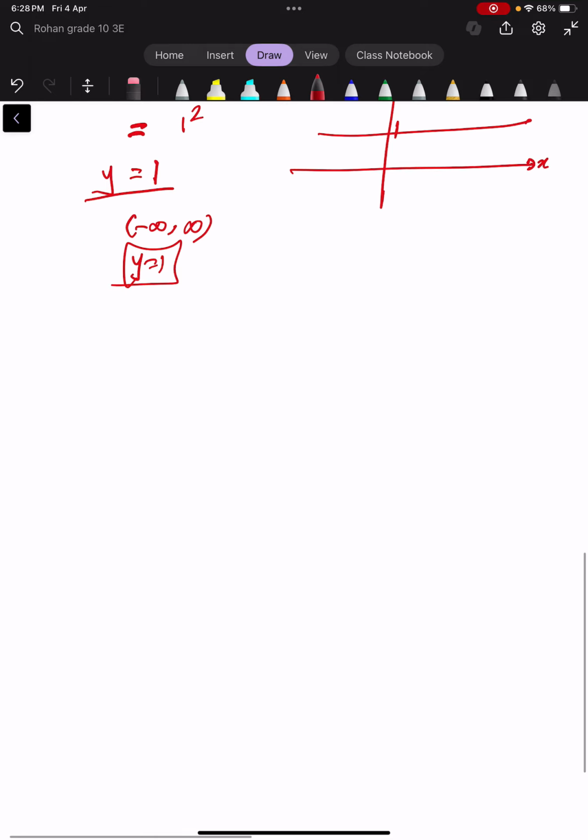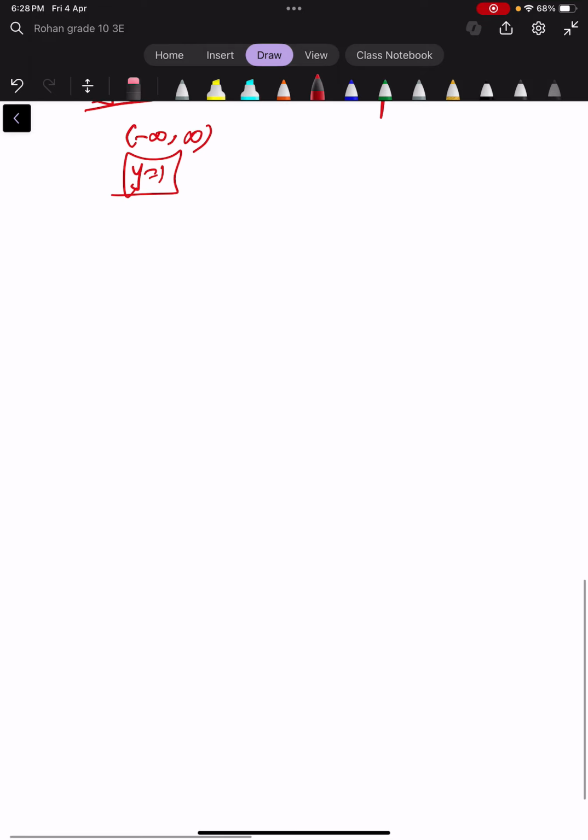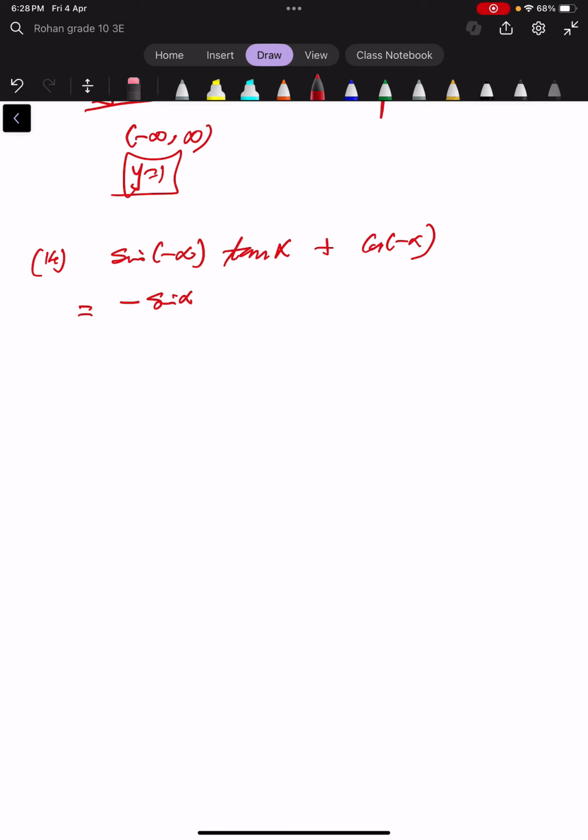Next, 14. Sin of minus alpha times tan alpha plus cos of minus alpha. Sin minus alpha becomes minus sin alpha, and tan is normal tan alpha, plus cos alpha. So what is tan? Tan is sin over cos.